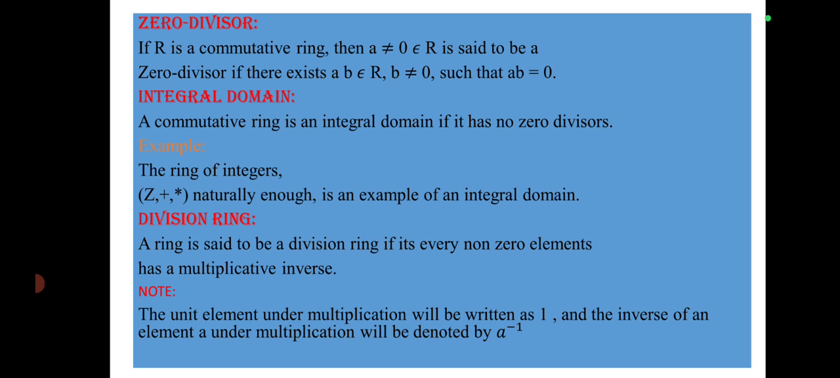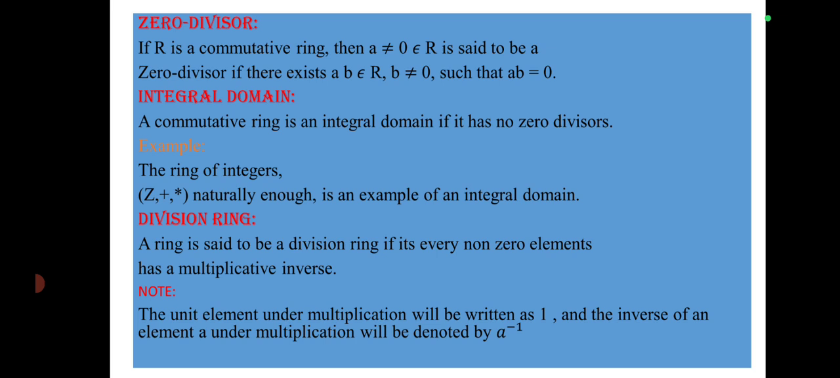Next, integral domain. A commutative ring is an integral domain if it has no zero divisor. We know what a zero divisor is: a ≠ 0, b ≠ 0, then ab = 0. No zero divisor means a ≠ 0 and b ≠ 0 implies ab ≠ 0, or ab = 0 implies a = 0 or b = 0. Then the ring is said to have no zero divisor. A commutative ring that has no zero divisor is said to be an integral domain.